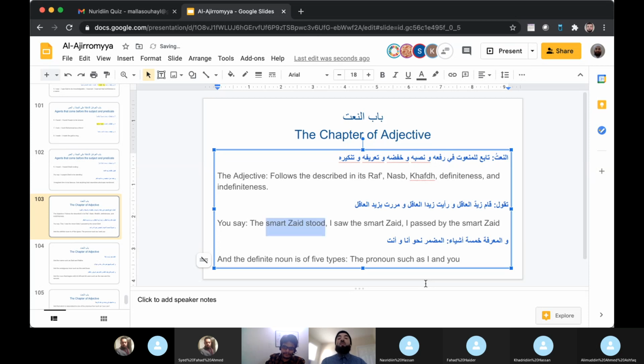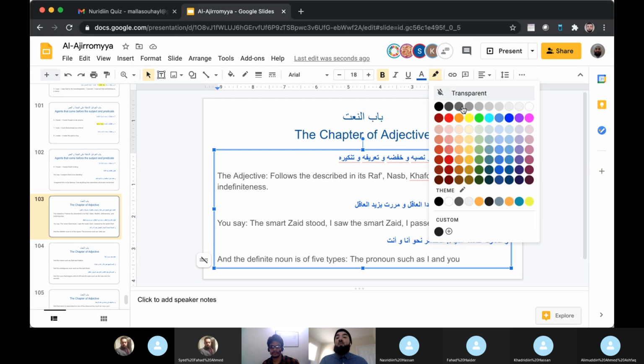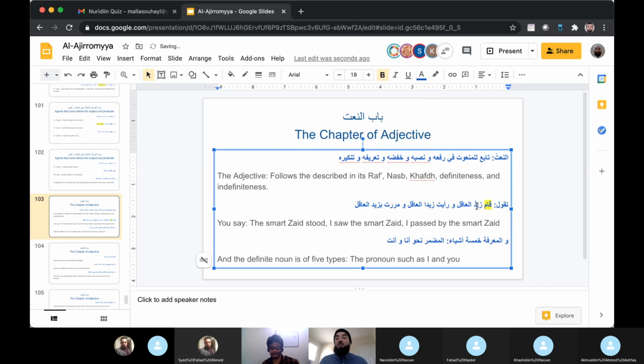So in Arabic, an adjective always comes after that which is described. Even though in English, for example, here the smart Zaid stood. Smartness is an adjective for Zaid, isn't it? The smart Zaid. We are describing Zaid as being smart, but smart comes before Zaid in English. But in Arabic, smart would come after Zaid, and that is why it follows Zaid in its inflection. For example, you say قام زيد العاقل. Zaydun is the subject of قام, so قام is the verb, right? قام is the verb. Zaydun is the subject of the verb.